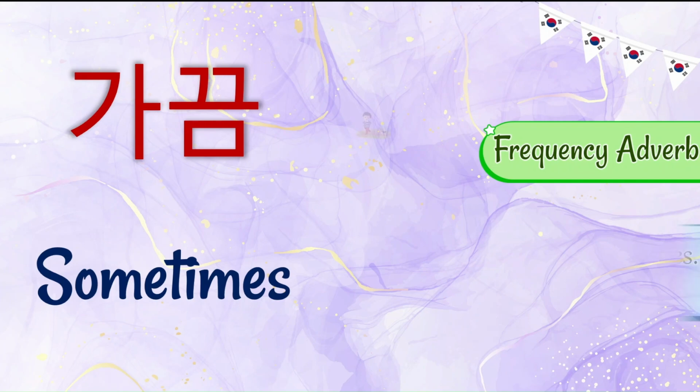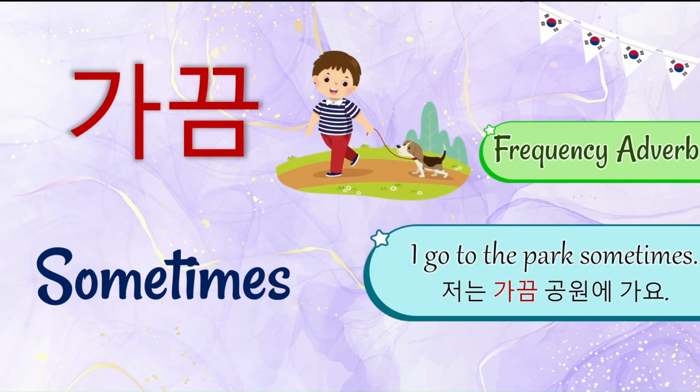Now let's look at this example sentence to understand how to use this particular adverb in Korean sentences. I go to the park sometimes, or you can say I sometimes go to the park. So in Korean, this is going to be 저는 가끔 공원에 가요. I is 저는, park is 공원. To go, 가다. And in present tense, it is 가요.